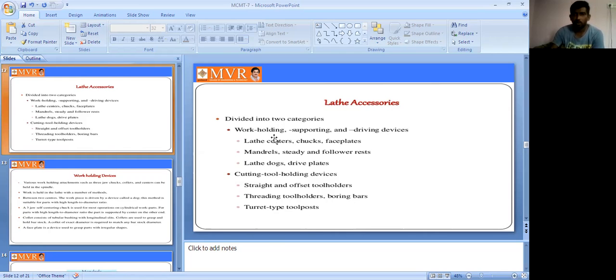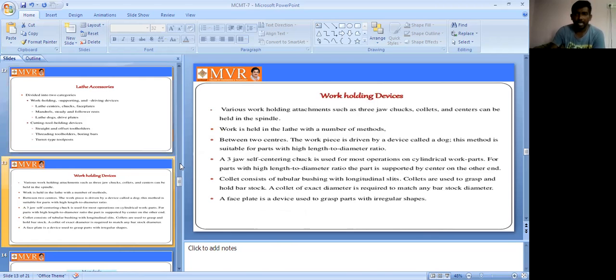So we will start with work holding devices, from lathe accessories onwards. The first one we will discuss is work holding devices. Various work holding attachments such as 3-jaw chucks, collets, and centers can be held in the spindle. We can see the 3 jaws, chucks, collets, and centers held in the spindle.